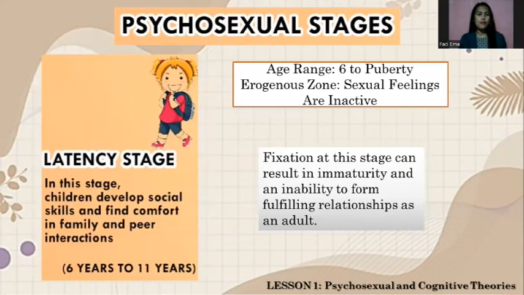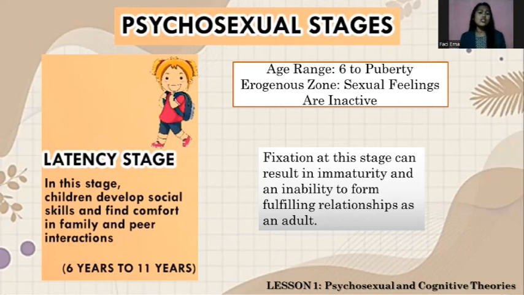Next, let's go with the fourth one, the latency stage or the latent period. This age range is from 6 to puberty. The erogenous zone is about sexual feelings being inactive. So in this stage, children develop social skills and find comfort in family and peer interaction. They will learn how to talk to somebody else if they have a problem. They can open up, whether it is a boy or a girl. They can share their feelings.